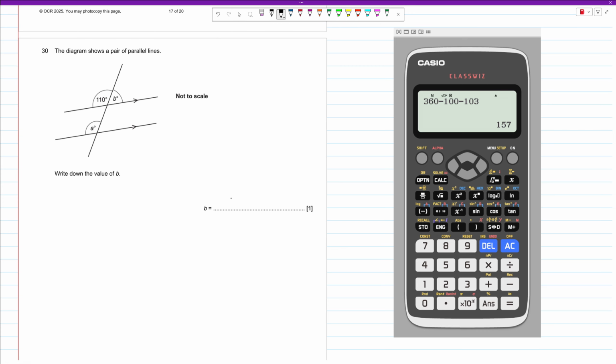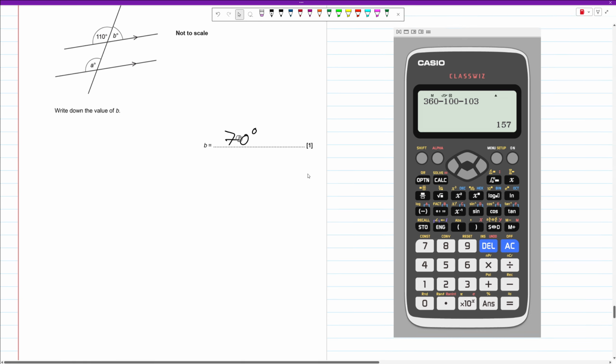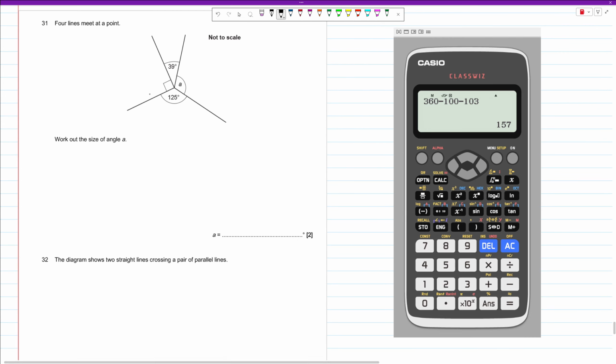Okay. Same as before. This one, the only thing that was trying to throw you off is that this was 90. So 360, take away 39, take away 90, take away 125. Gives me 106.